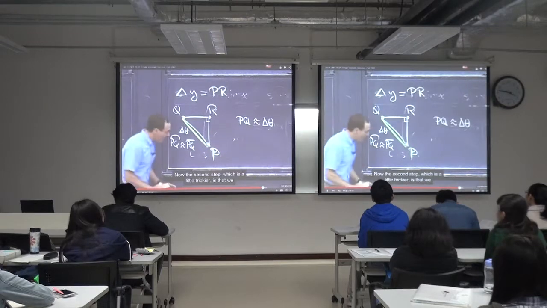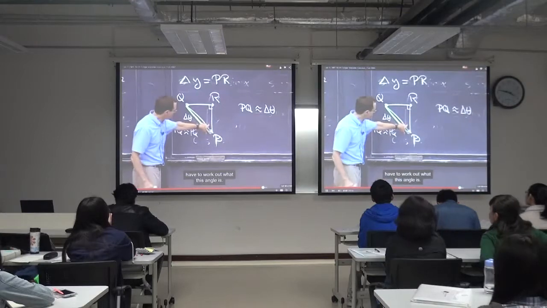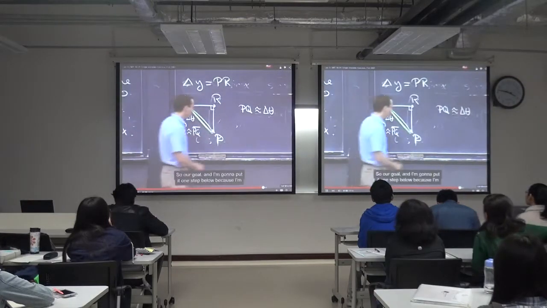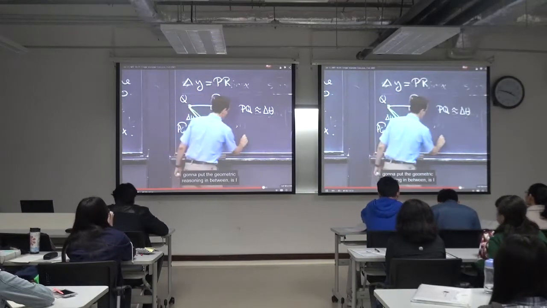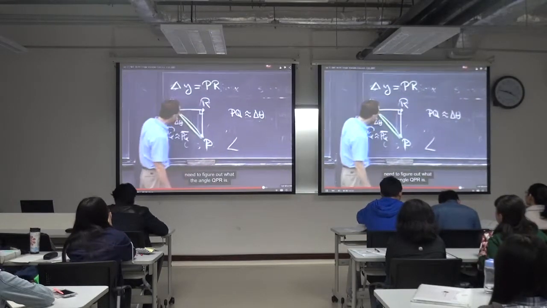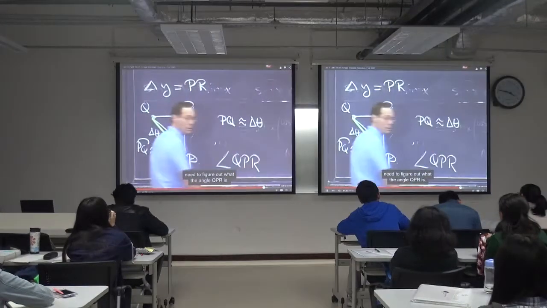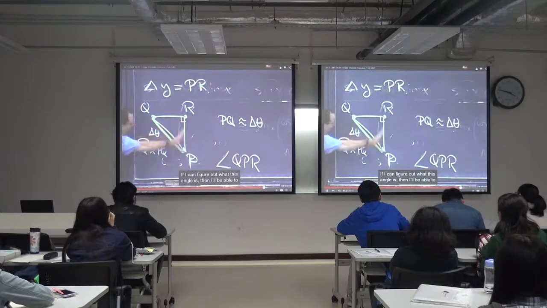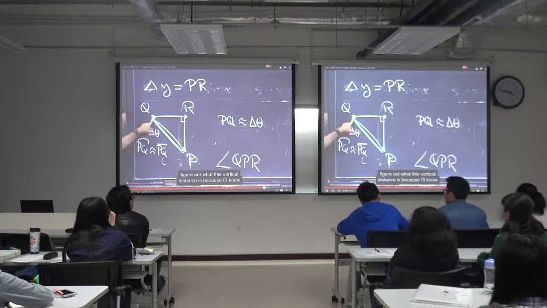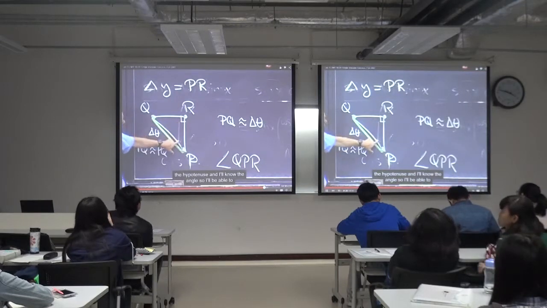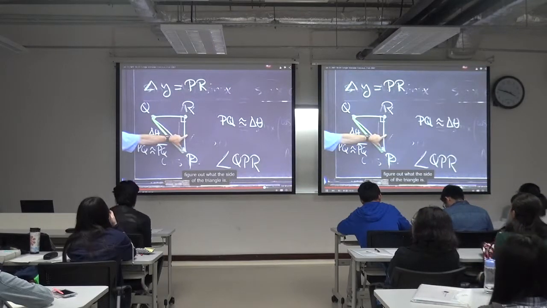Now, the second step, which is a little trickier, is that we have to work out what this angle is. So our goal, I'm going to put it one step below this and put the geometric reasoning in between, is I need to figure out what the angle QPR is. If I can figure out what this angle is, then I'll be able to figure out what this vertical distance is, because I'll know the hypotenuse and I'll know the angle, so I'll be able to figure out what the side of the triangle is.